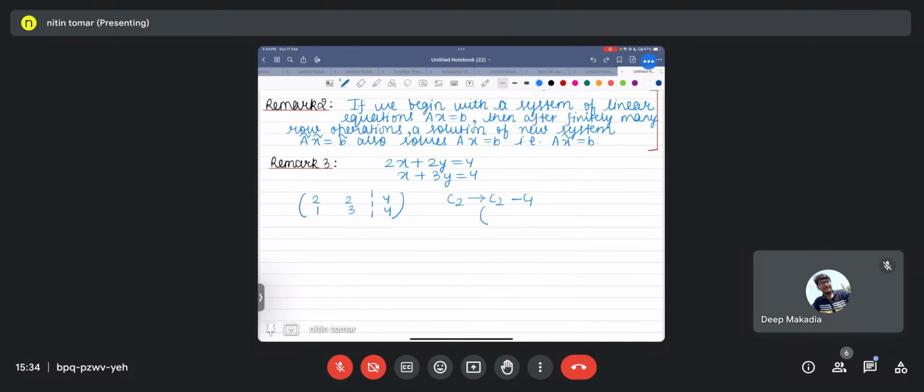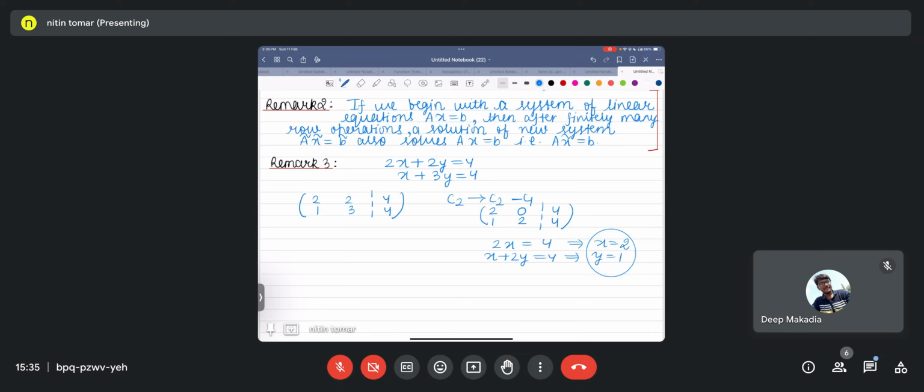Yes, sir. So what will you get then? First column will be as it is. Then it will be 0, 2, 0, 2. And now you write down the system. It will be 2x equal to 4, then x plus 2y equal to 4. Here the solution is 2, and if you put it here, you will get y equal to 1. Am I correct?